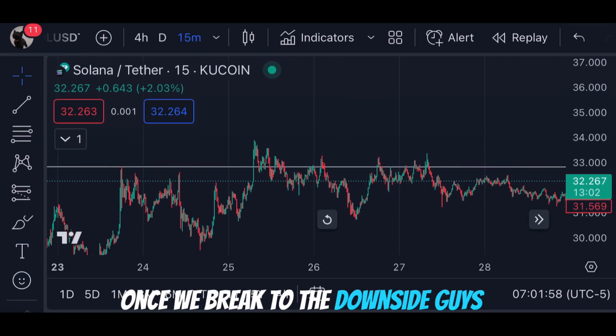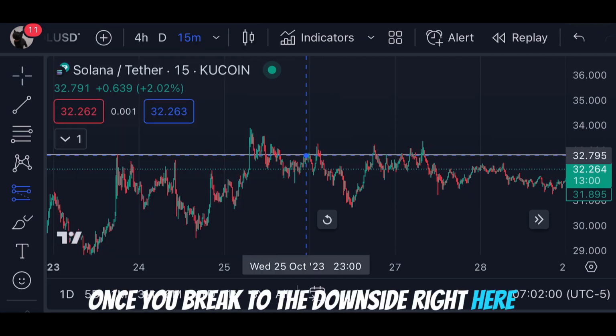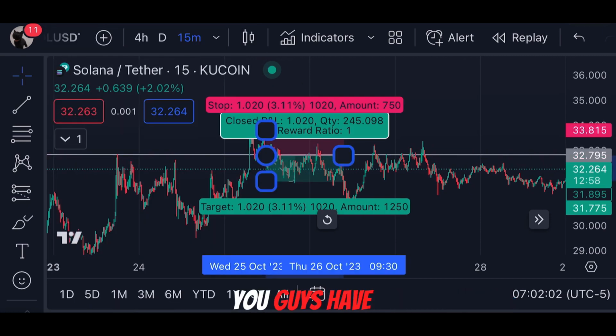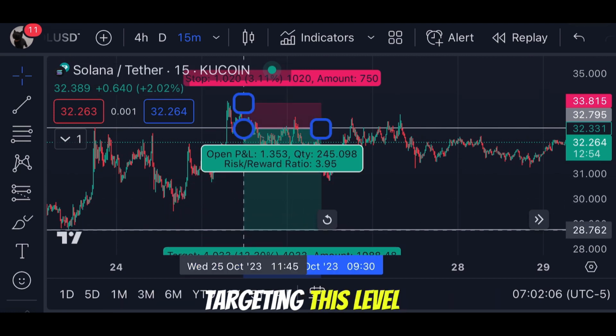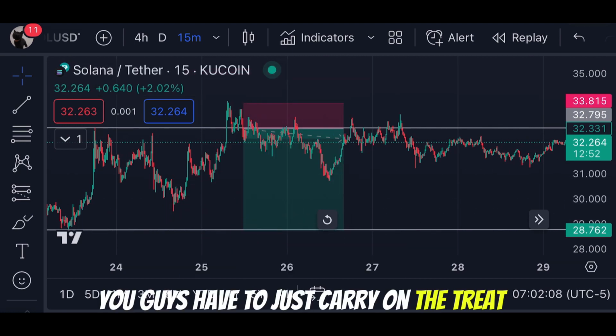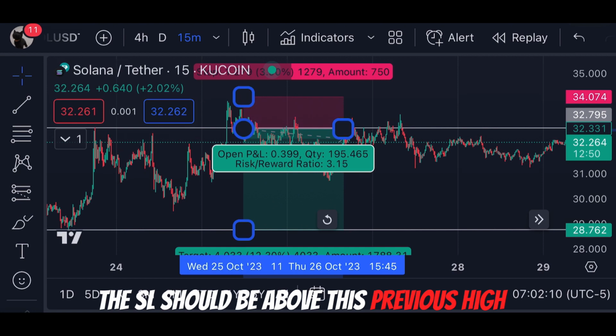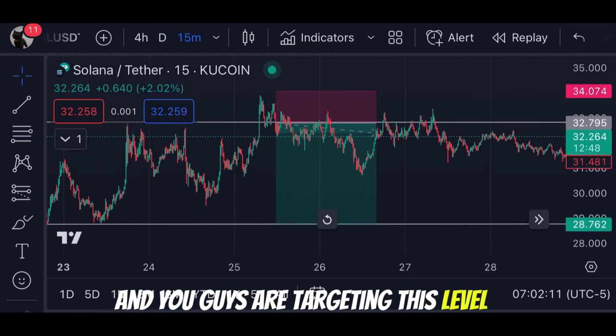Let's focus on, once we break to the downside, guys. Once we break to the downside right here, you guys have to enter a short position targeting this level. You guys have to just carry on the trade. The SL should be above this previous high, and you guys are targeting this level.